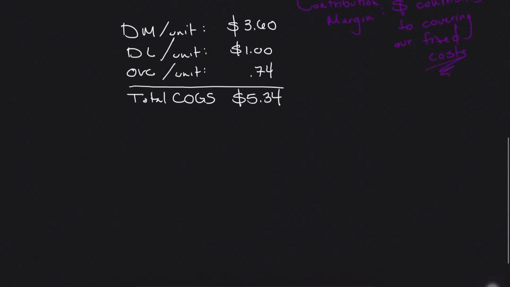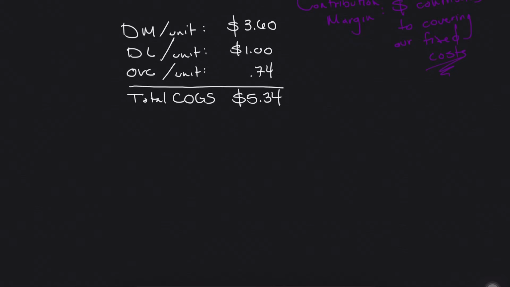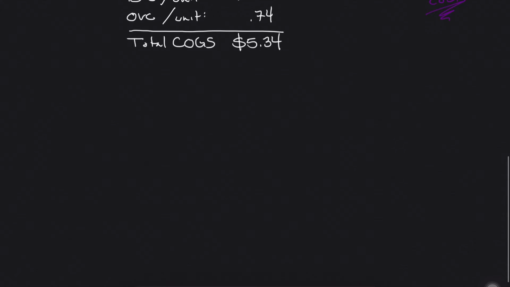So I'm going to move up so I have a little bit more room here. And let's choose a different color. I'm getting kind of tired of the white. And so we're going to have our price per unit.